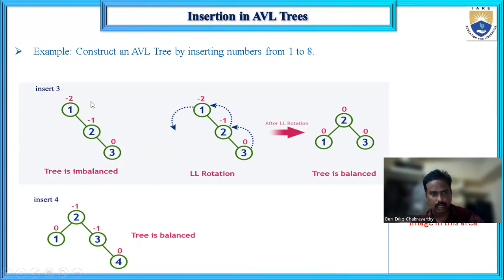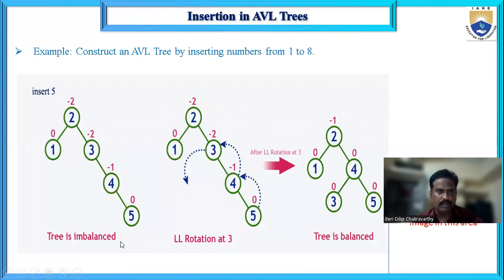So I need to rotate the tree. I need to perform rotation, so 2 comes in the middle and 1 comes like this. As this is a left subtree, left, I need to perform LL rotation. Only one rotation. So 2 comes in the middle, and now it got balanced. Then again I'm inserting 4. No problem here. I'm calculating the balance factor for each and every node, so it is already balanced.